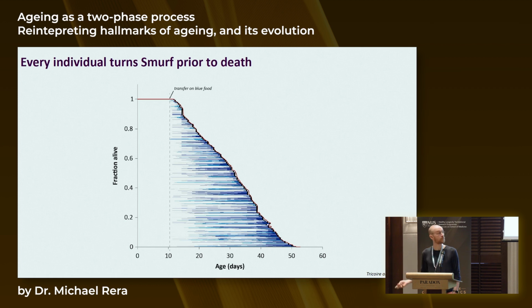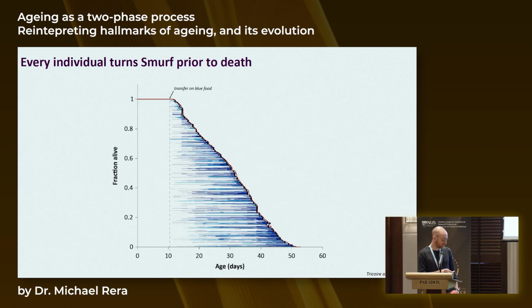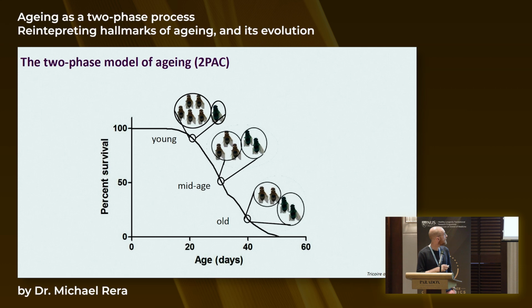So based on this, we developed a two-phase mathematical model that we published in 2015, in which at any time point, instead of having a population made of individuals that we consider as being biological replicates, we can actually identify two subpopulations, one of non-Smurf flies, for which we know that the risk of becoming Smurf increases with time, and a growing proportion of Smurfs for which what we know so far is that they are committed to death.